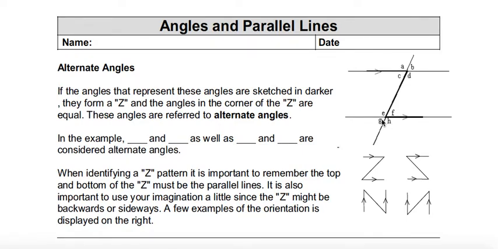So if the angles that represent these angles are sketched in a darker line, so we can see that here we have this darker line. So we have two parallel lines and a line that crosses through them. And in the darker section, we have what we call a Z. So they form the letter Z. And so the angles in the corner are equal. So that means that angle C and angle F are equal.